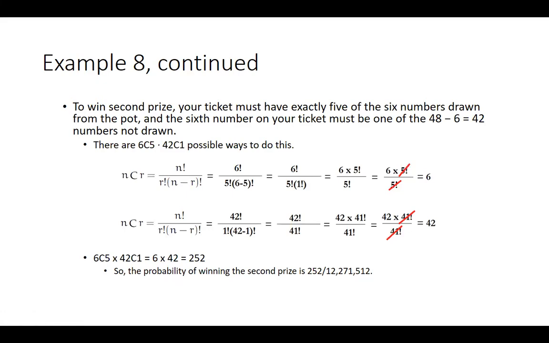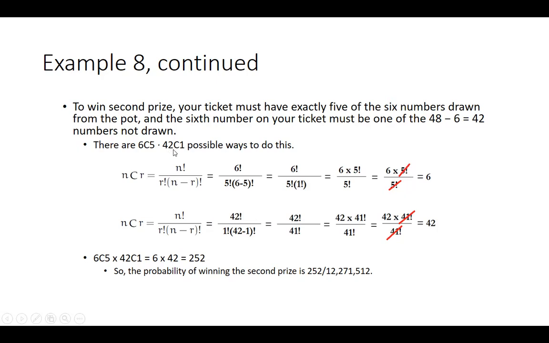To win second prize, your ticket must have exactly 5 of the 6 numbers drawn from the pot, and the 6th number on your ticket must be one of the 48 minus 6, or 42, numbers not drawn. So this would be 6 choose 5. There are 6 winning numbers, and you have to have any 5 of them. The order doesn't matter. It's a combination, and it would be 6 choose 5. That's for the first 5 numbers.